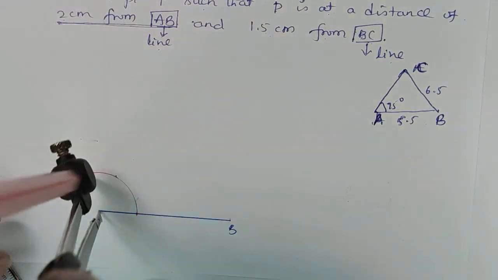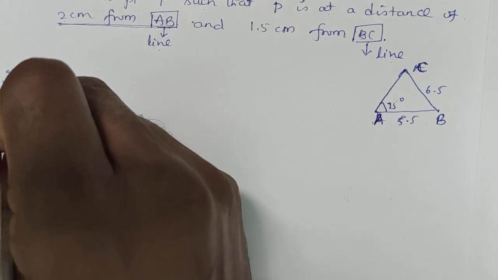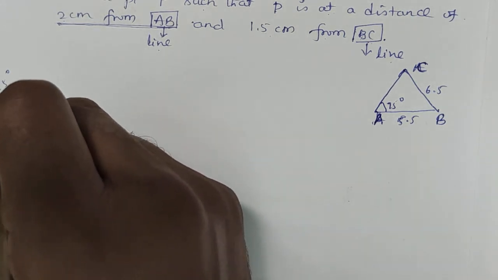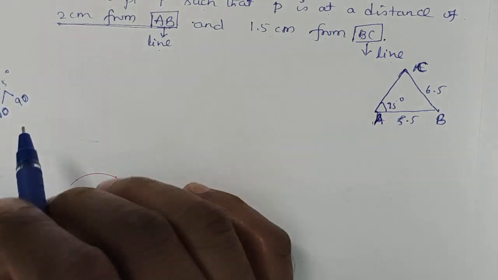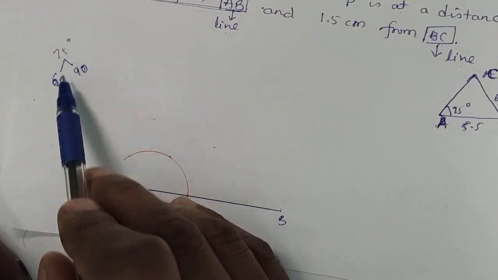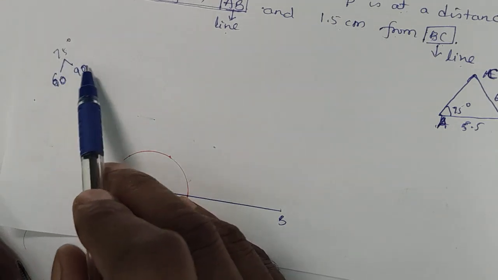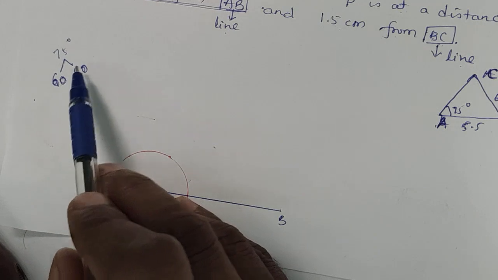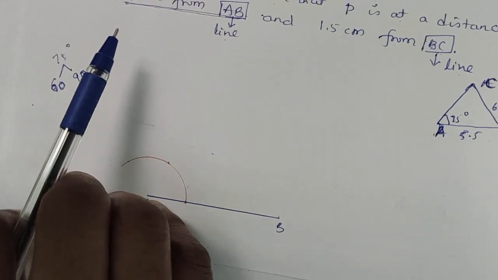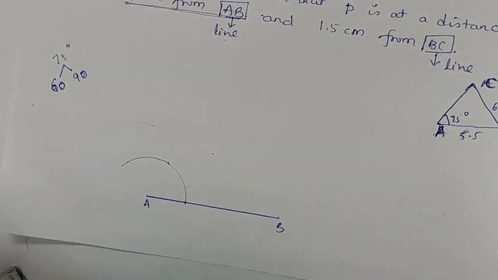We need 75 degrees. What is 75 degrees? 75 degrees lies between 60 and 90 degrees. So to get 75 degrees we need to construct 90 and 60. If you get 90 and 60, then you get 75 degrees. Directly, 75 degrees you don't get. So first get 60, then 90, then we'll go to 75.